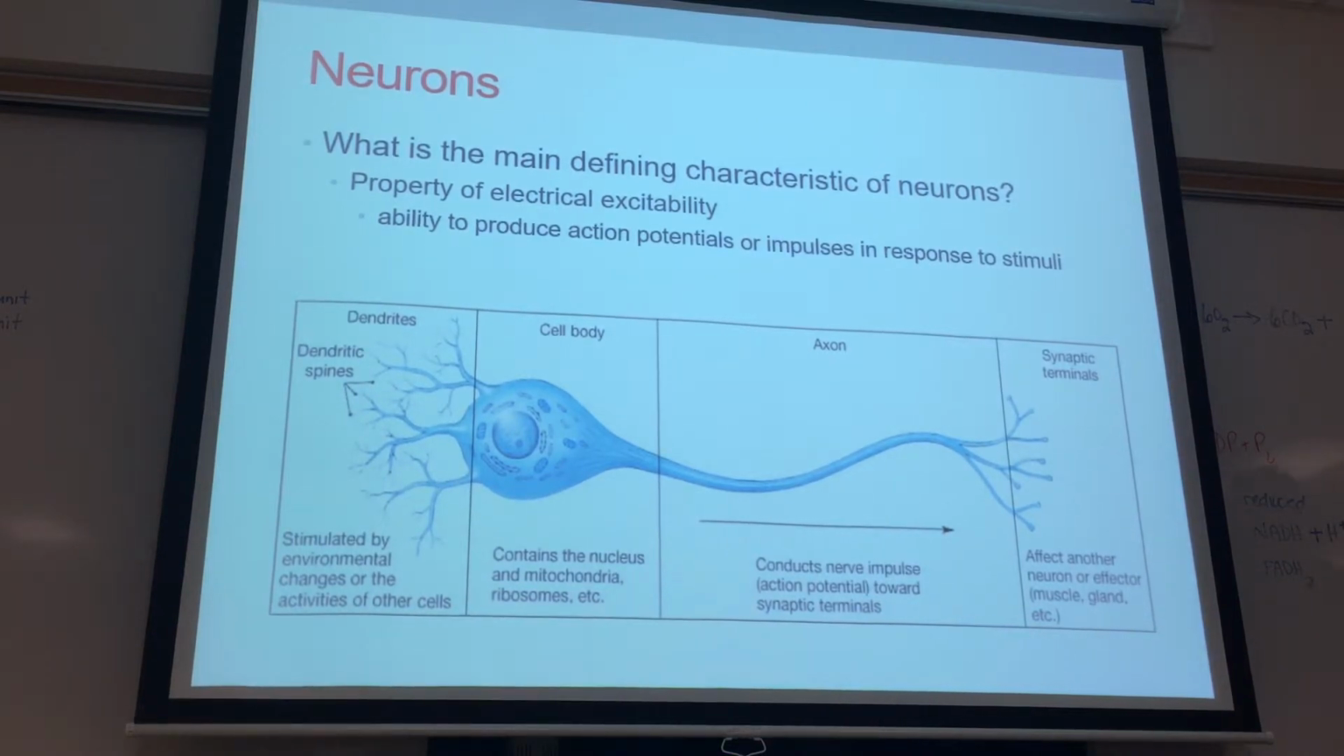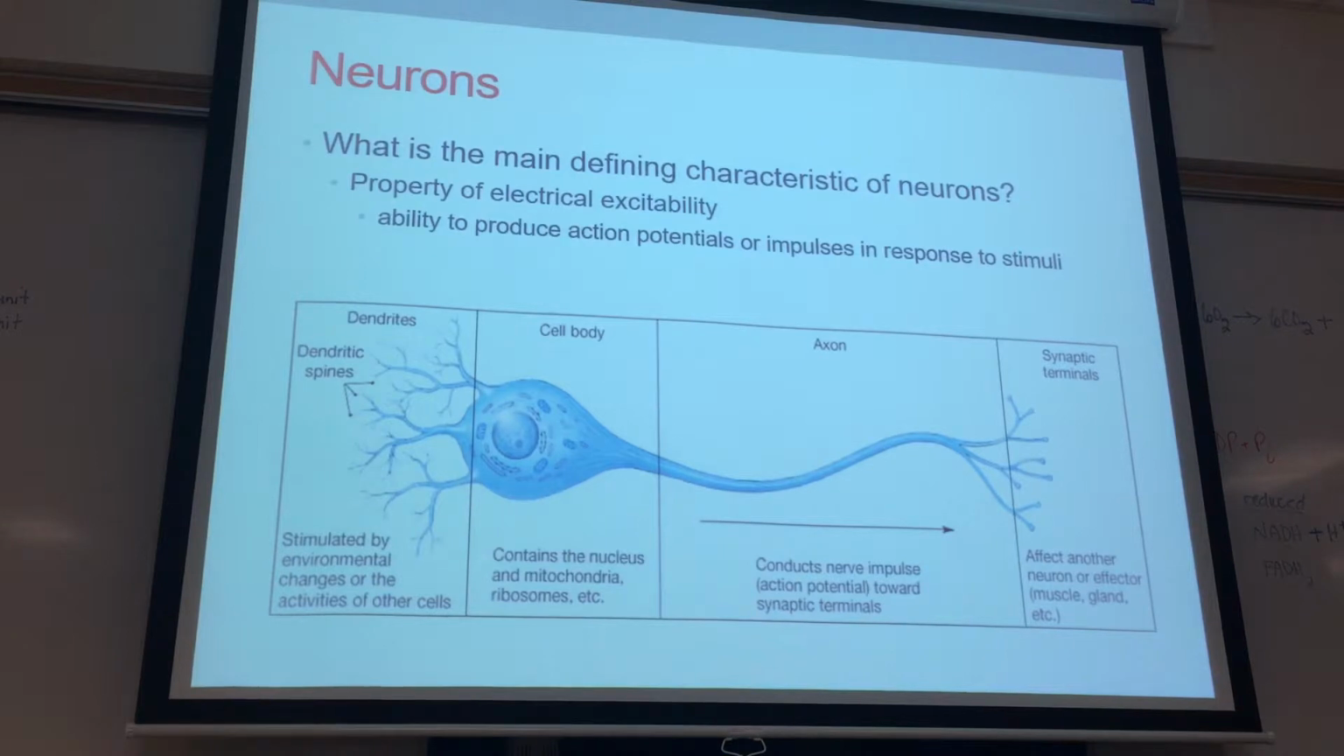Other than that, they respond to information that's being sent to that neuron. So you'll see different sections of it. You'll see the dendrites, you'll see the cell body, the axon, as well as the synaptic terminals, which we'll talk about in the next slides over.